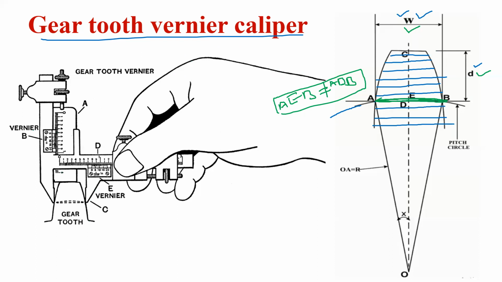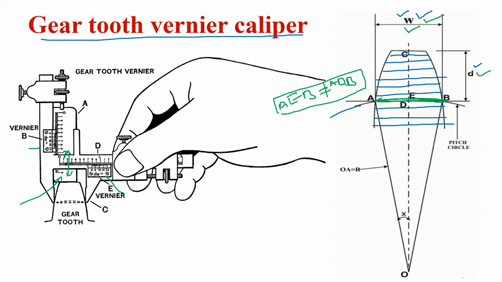This gear tooth vernier caliper has two vernier scales. One is vernier B, another one is vernier E. This D value, that is chordal depth, is measured with the help of the vernier B. And this W, chordal tooth thickness, is measured with the help of vernier E. We have the blade or tongue in the vernier B, which can be moved and seated on the top of the gear teeth.